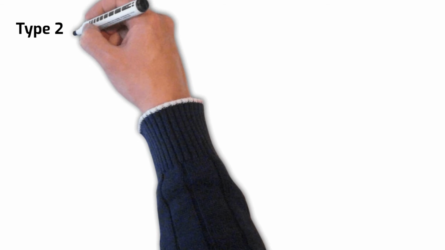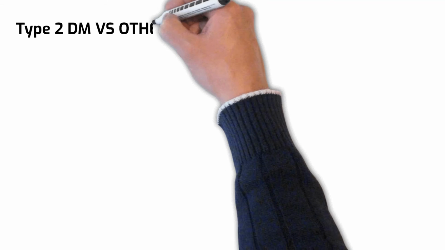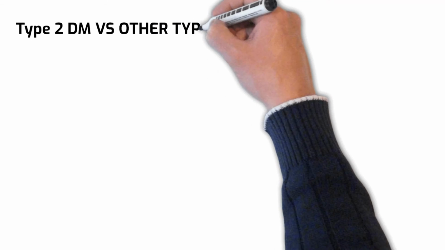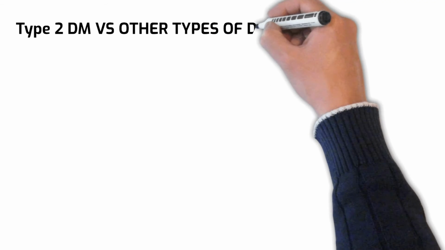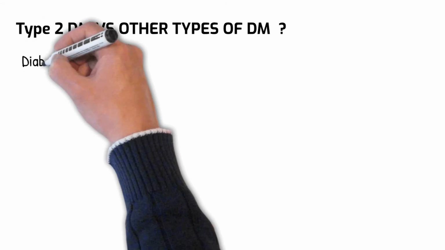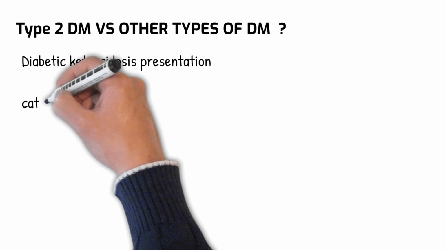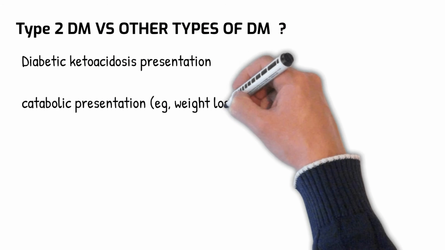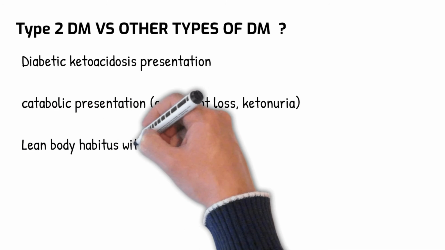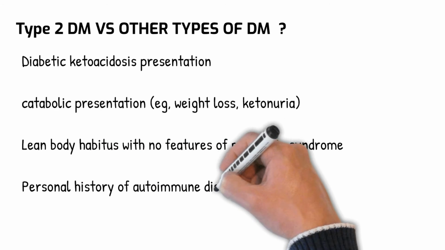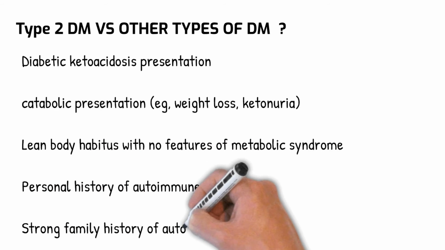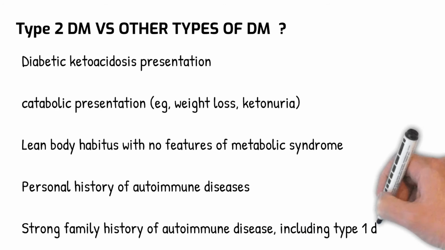How can type 2 diabetes mellitus be differentiated from other types of diabetes mellitus, especially type 1 diabetes mellitus? Diabetic ketoacidosis is a more specific presentation for type 1 diabetes mellitus. And if there is a more prominent catabolic presentation or lean body habitus with no features of metabolic syndrome, or a personal history of autoimmune disease or strong family history of autoimmune disease, we might consider doing investigations for other types of diabetes mellitus, especially type 1 diabetes mellitus or autoimmune diabetes mellitus.